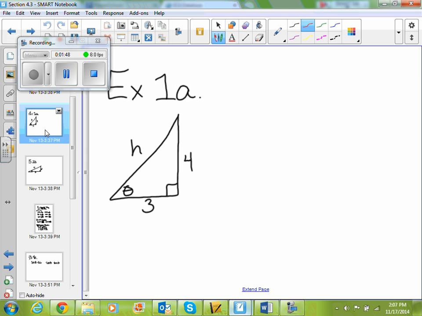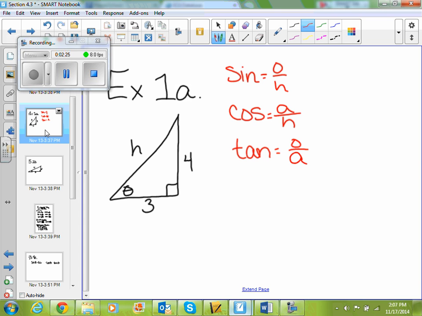If we look at example 1, we're given this triangle where theta is on the left. It's a right triangle with legs of 3 and 4, and we don't know our hypotenuse, and we need to find our 6 trig functions. Sine is equal to opposite over hypotenuse. Cosine is adjacent over hypotenuse. Tangent is opposite over adjacent. Once I know those, I can figure out the rest of my trig functions. But in order to do that, I need to figure out what my hypotenuse is. That's where your Pythagorean theorem comes in.